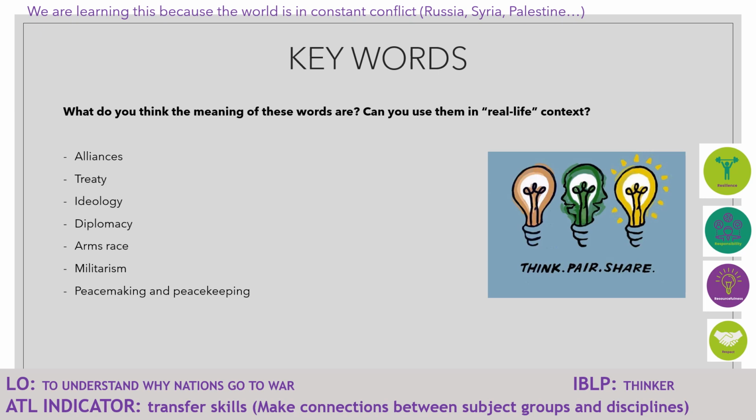another visible thinking routine, which is think, pair, share. They try to understand the meaning of these words without using any source, just by discussion, and show me to what extent they understand the key words by using them in a real life context. So creating a sentence or telling me something where any of these words is being used in context. And as you can see, the skill being developed in this activity is different from the other one. In the previous one, it was based on observation. This one is about transfer skills.